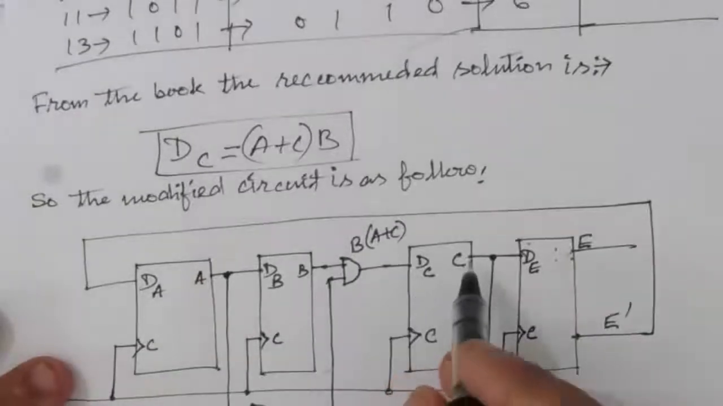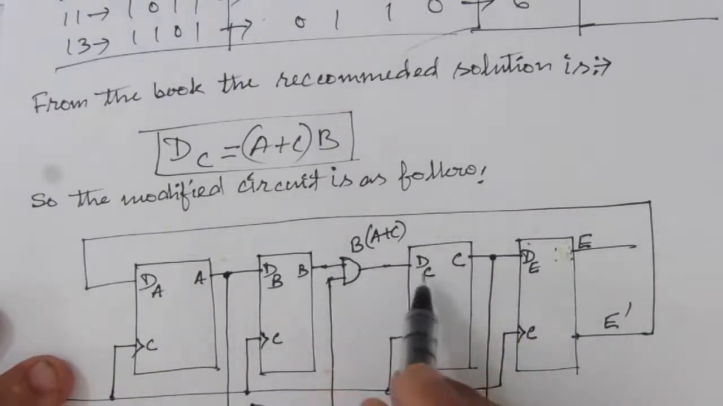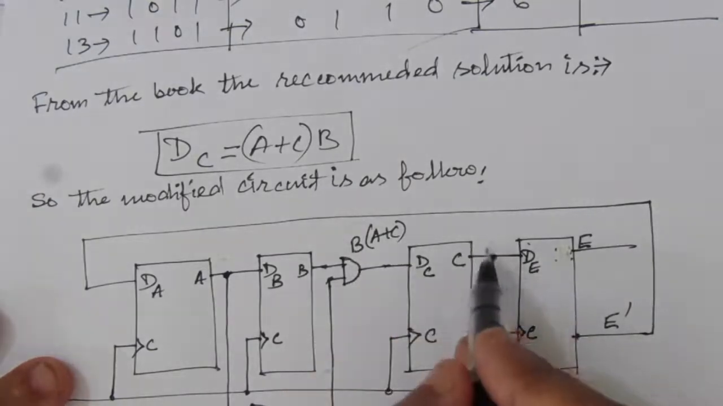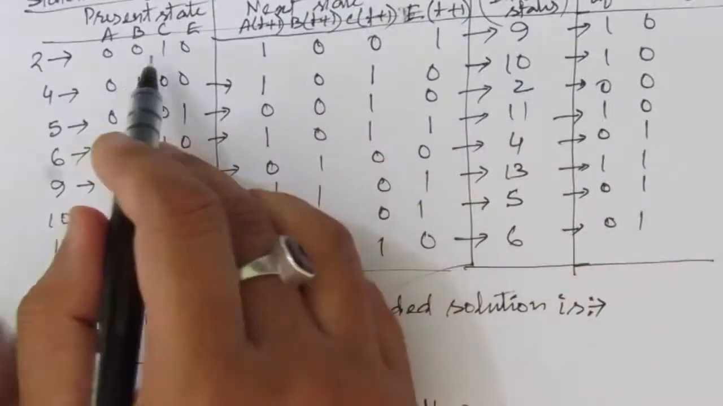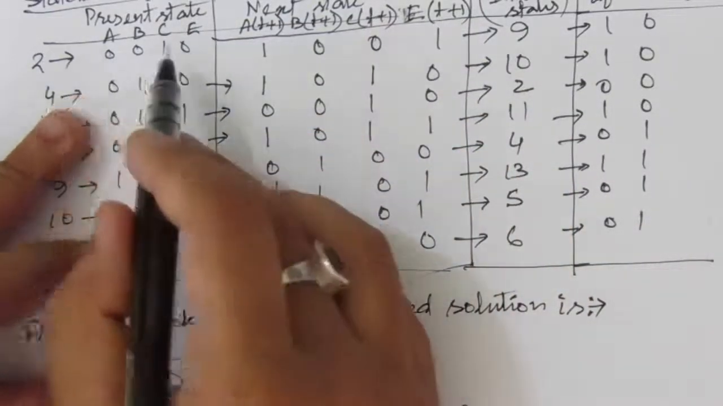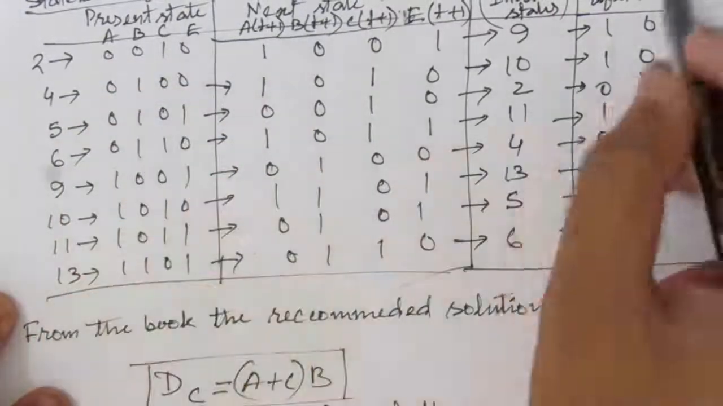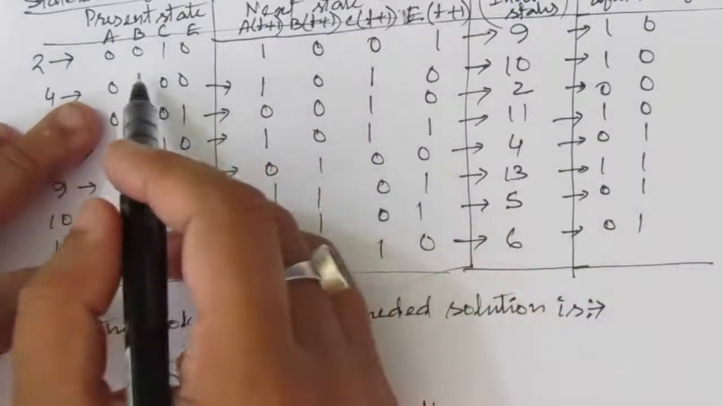So from this circuit, we can see that C of T plus 1 will be same as this one because it is a D flip-flop. DC is equal to B whole into A plus C. So this C output will be modified now. So C output will be B whole into A plus C. So you have to consider these present states. Okay, so these are the present state. We are finding out the next state after correction. Okay, so we have to use B whole into A plus C.